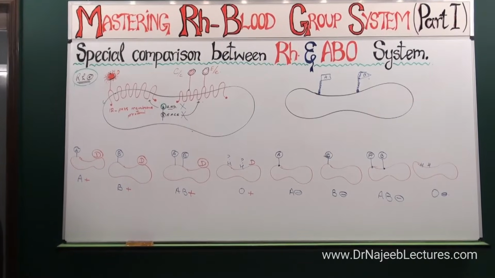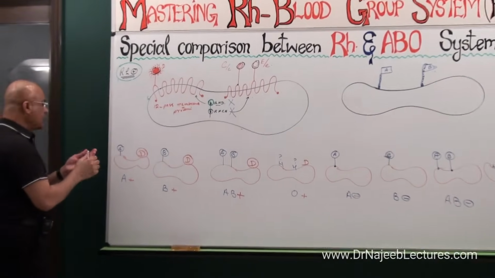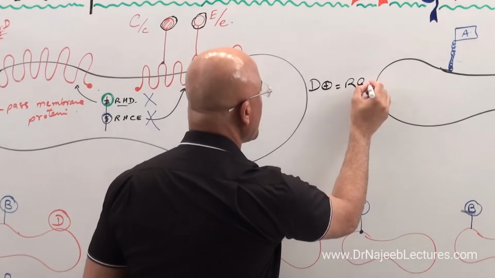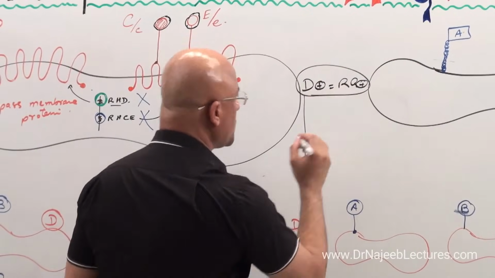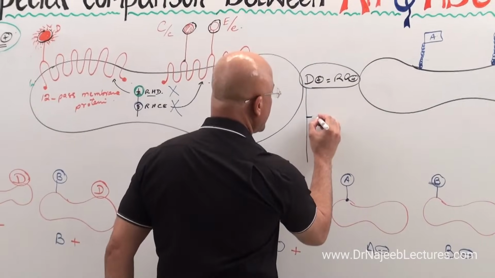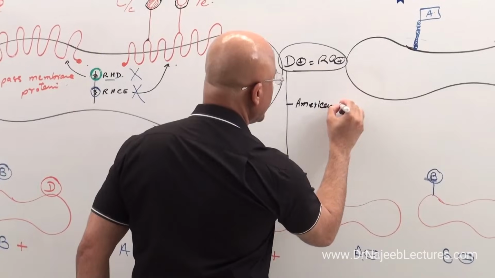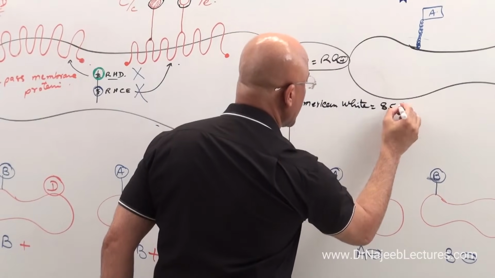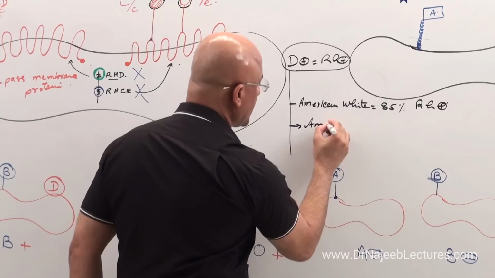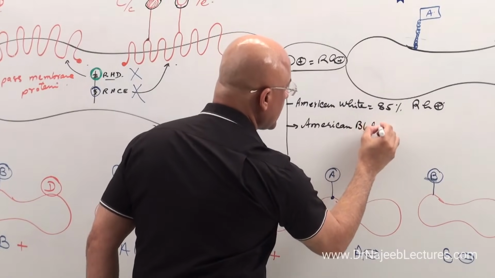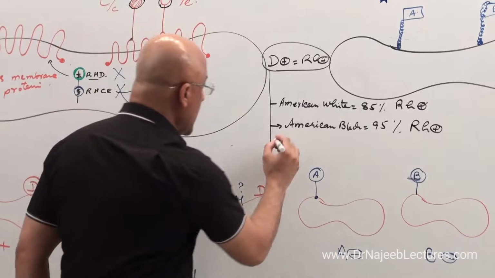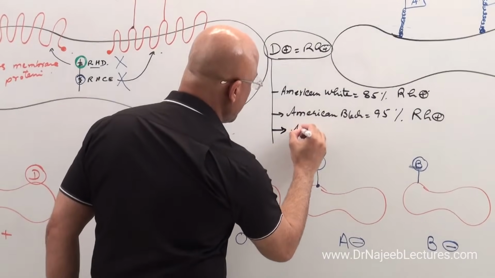One more thing I want to make clear is that in the beginning I said that people who are D positive are also considered Rh positive. What is the distribution of Rh positive and negative in the population? Actually, in American whites, about 85% of people are Rh positive. But if you go to American blacks, then about 95% are Rh positive. But if you go to African blacks, 100% of the African blacks are Rh positive.